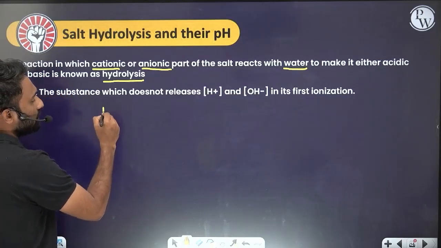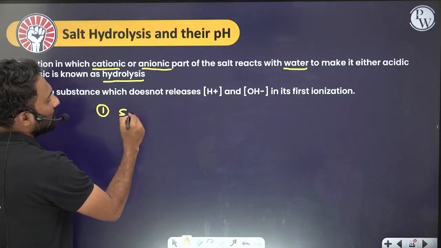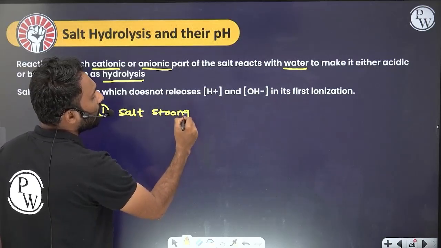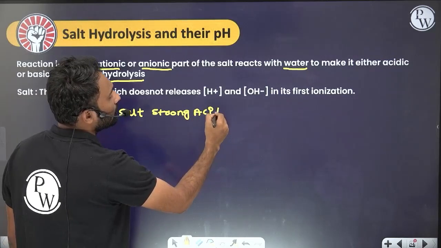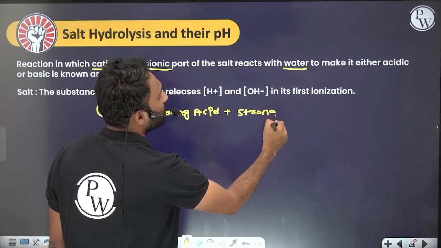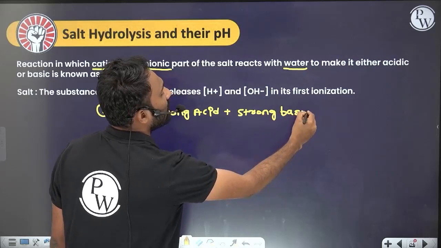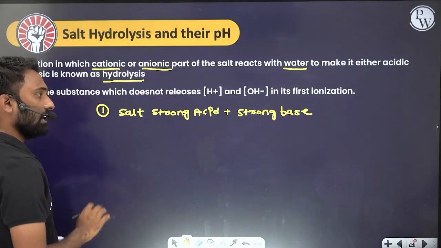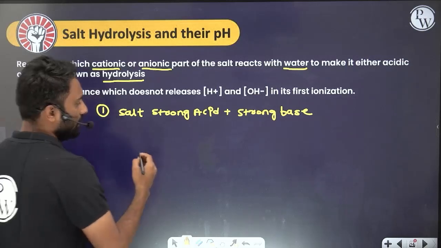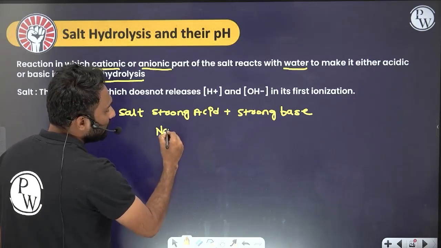The first is the salt of a strong acid plus a strong base, strong acid versus strong base. This salt has come from a strong acid plus a strong base. Look here, NaCl.